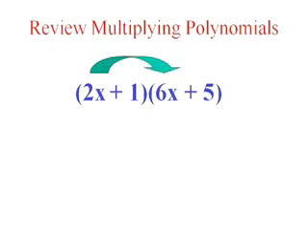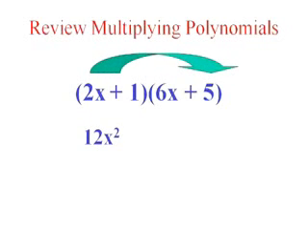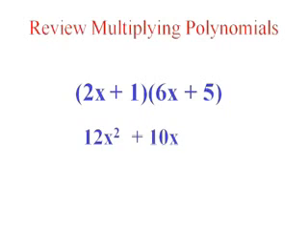I'm going to distribute the 2x to both the 6x and the 5. 2x times 6x is 12x squared. Then times the 5, and I get 10x. Now I'm done with the 2x, and I have to do the 1. 1 times 6x is 6x.